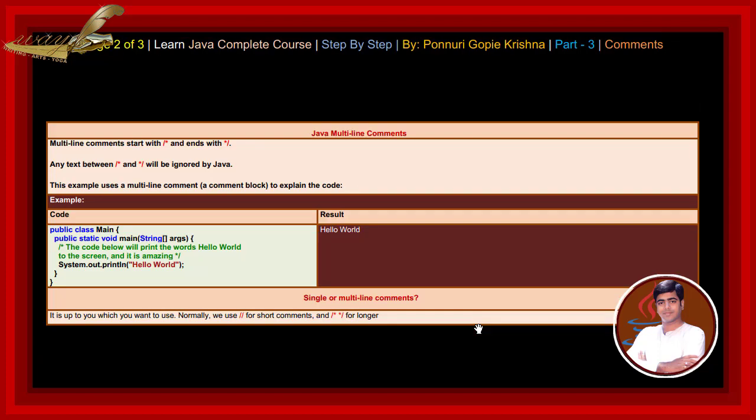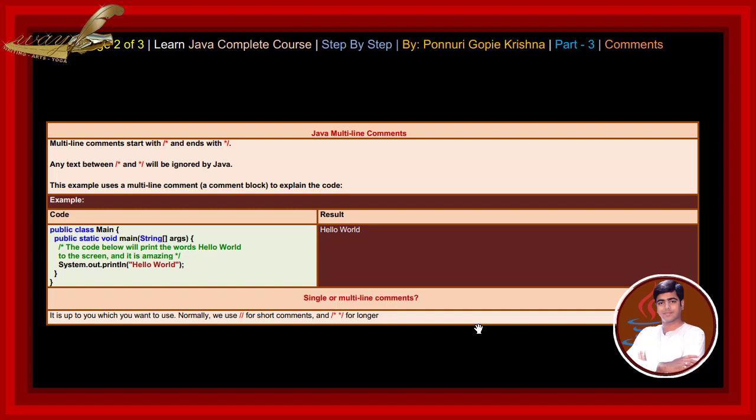Java multiline comments. Multiline comments start with slash star and end with star slash. Any text between slash star and star slash will be ignored by Java. This example uses a multiline comment, a comment block, to explain the code.